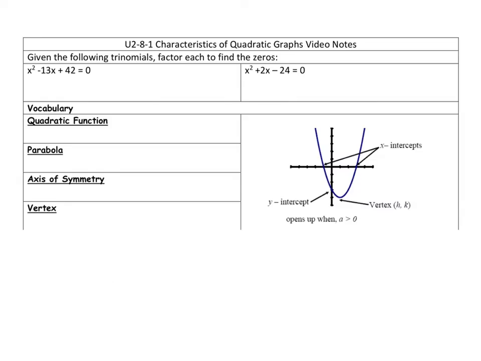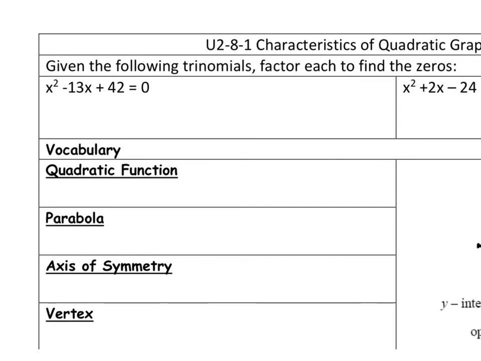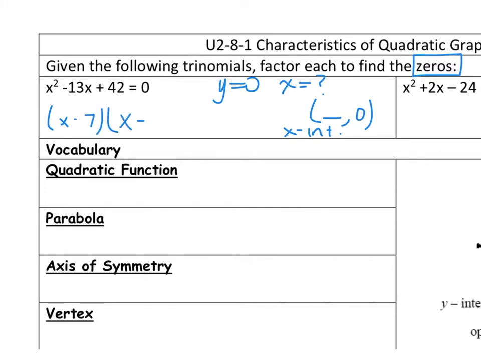Okay, so we have two trinomials here, x squared minus 13x plus 42 and x squared plus 2x minus 24. If you recall from last year, this is saying when y equals 0, I want to know what x is equal to. So I'll get an ordered pair with x comma 0. This is going to give me the x-intercept. We call those also the zeros or the solutions. So when we factor x squared minus 13x plus 42, the factor pairs of 42 that give me negative 13 are x minus 7 and x minus 6.